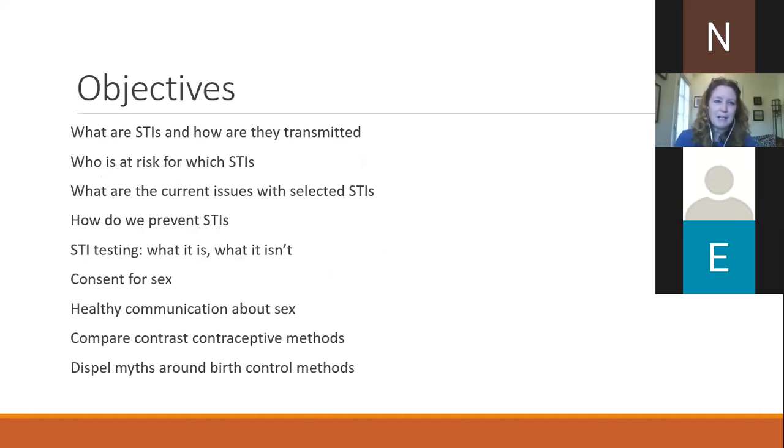So we're going to talk a lot about STIs, sexually transmitted infections, how they're transmitted, who's at risk for which ones, what the hot button issues with different STIs are right now, and how you prevent them. I want to talk about STI testing, what it is and what it isn't. We'll talk a little bit about consent for sex. I think you have a separate lecture on intimate partner violence and sexual assault, but there were just a couple things I wanted to talk about: healthy communication. And then we're going to talk about the birth control methods. After years, there's finally a new one on the market now. And we'll talk about some of the myths around them. So again, pipe up, this is your lecture.